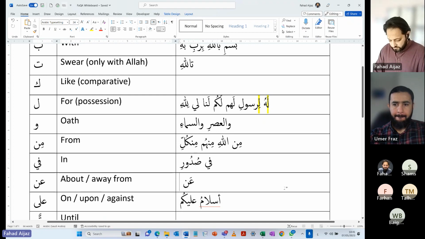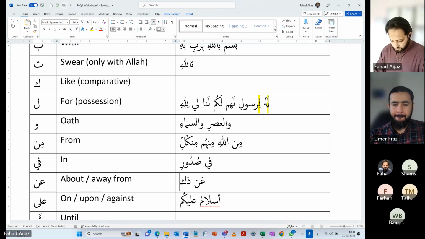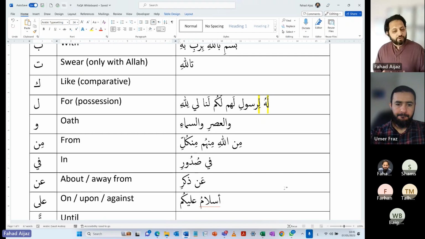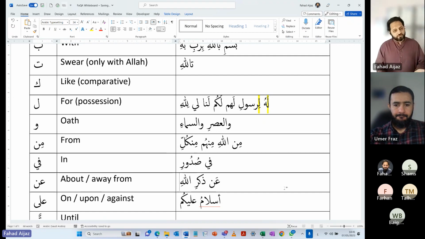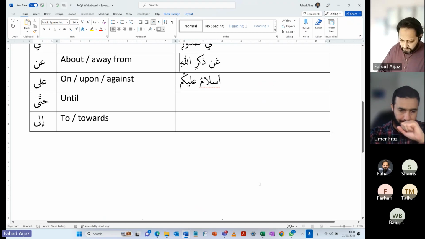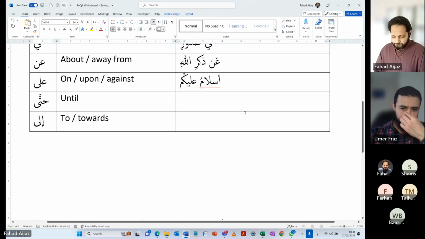Okay. So an zikri, about the zikr, about the remembrance. An zikrillahi, about the remembrance of Allah. Sometimes an would also be translated as from to make sense in English, but the fundamental meaning is about and away from.